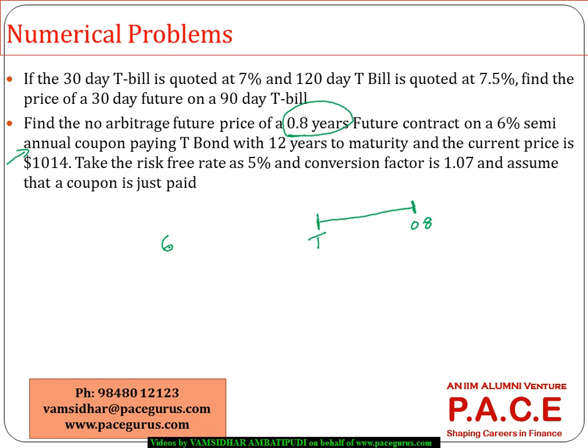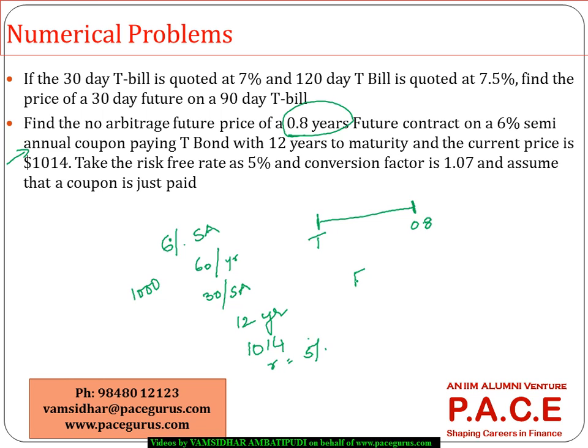The bond is a 6% semi-annual coupon. So if I am talking about a face value of 1000, the coupon is 60 per year, so 30 per semi-annual period. 12 years to maturity and the current market price is 1014. Risk-free rate is 5%. Now as far as this is concerned, what is the futures price for this?